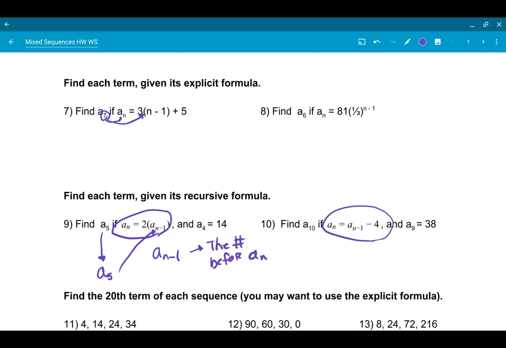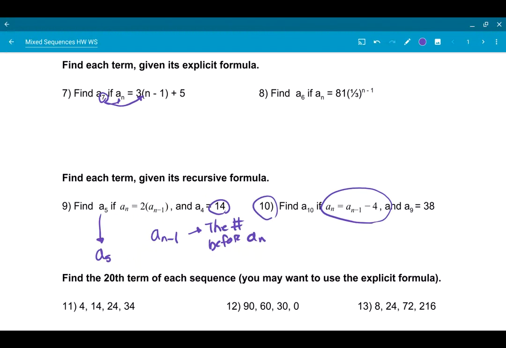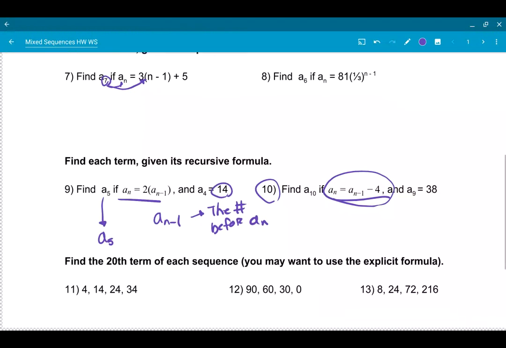So really you're just plugging in multiple things now. And we're just going to plug in this a sub 4 in for a sub n minus 1 because that's the term before a sub 5. You do that, you multiply it by 2, you have your answer. Same sort of idea here in number 10, except rather than multiplying by a common ratio, we're subtracting. This is actually an arithmetic sequence, and they're both pretty simple.